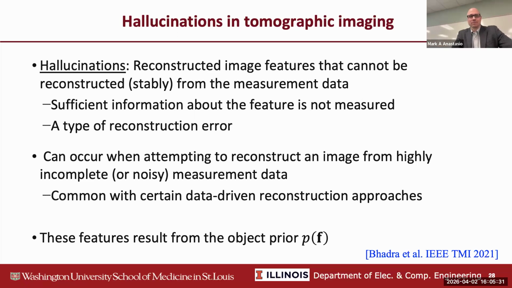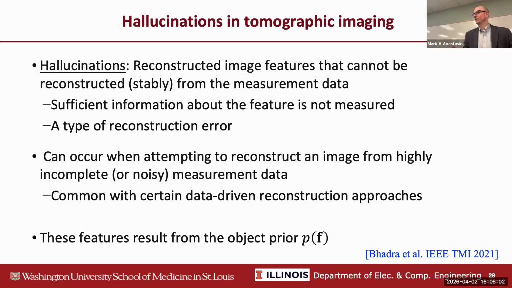So in high-level terms, hallucinations correspond to reconstructed image components or image features that cannot be stably recovered from the measurement data. That's the definition I'm going to be using in this talk, although it is a little bit of a relaxed definition from the one I proposed in that paper. I'll explain a little more about this as we go. You can view a hallucination as a type of reconstruction error, but a specific type. There are many different types of reconstruction error. I'll talk about that more in a minute.